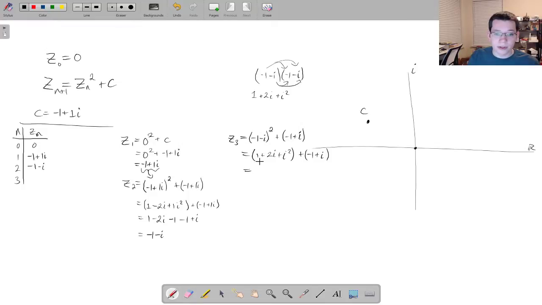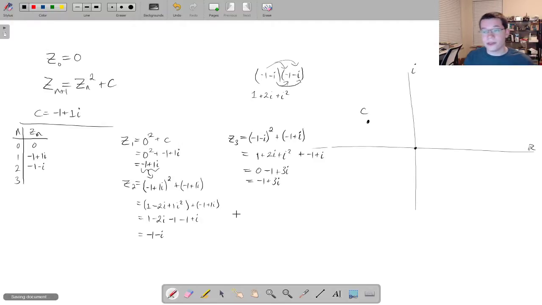So then we have this that we can combine together. So we'll just get rid of these parentheses because we don't need those anymore. So 1 minus 1 is 0. I squared is negative 1. 2I plus I is 3I. Did I do everything correctly here? Yes. And so that's negative 1 plus 3I.